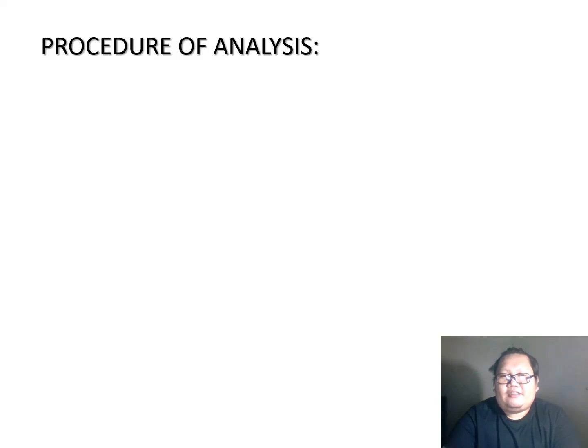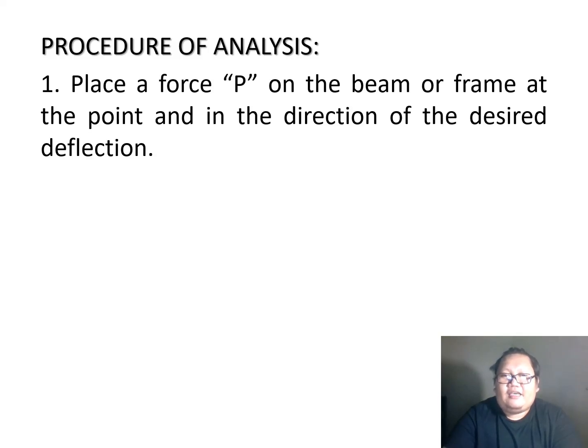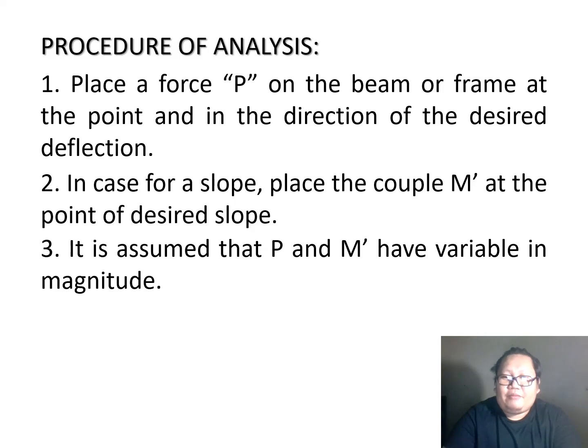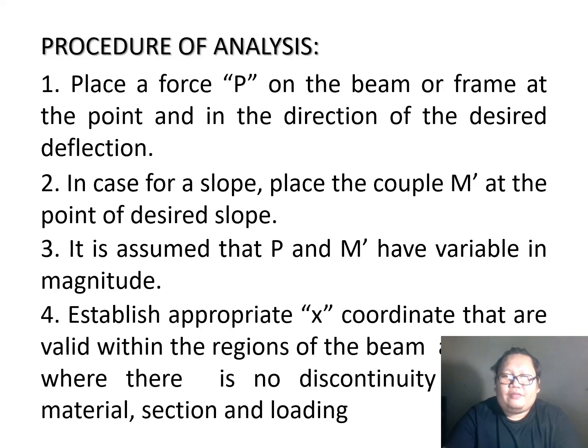Procedure of the analysis. Number 1. Place a force P on the beam or frame at the point and in the direction of the desired deflection. Also, in case of a slope, place the couple M prime at that point of desired slope. Number 3. It is assumed that P and M prime have variable magnitude. Number 4. Establish appropriate x coordinates that are valid within the regions of the beam or frame where there is no discontinuity of the material, section, and loading.